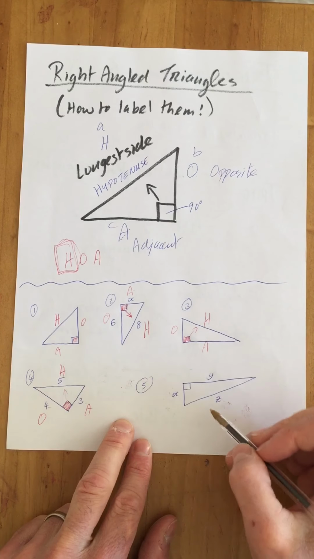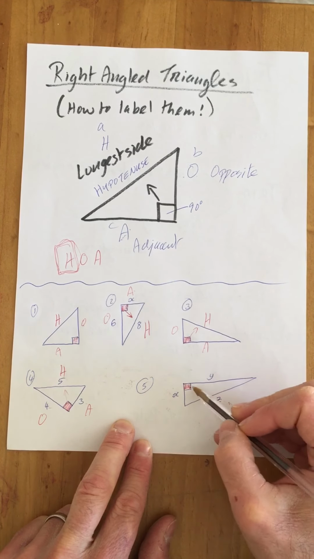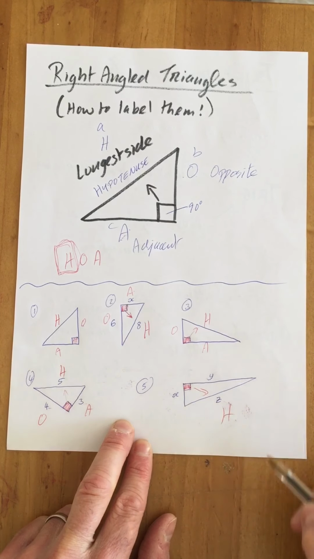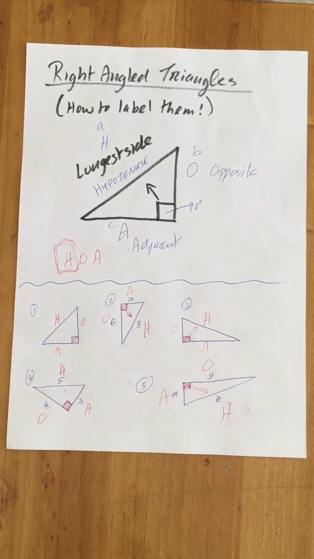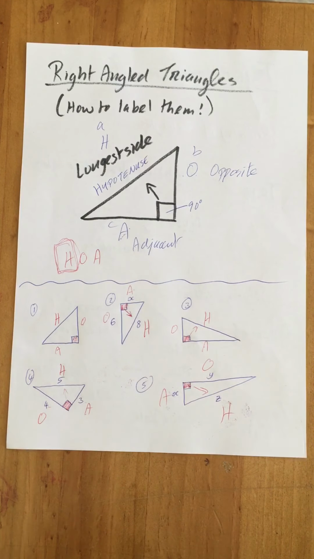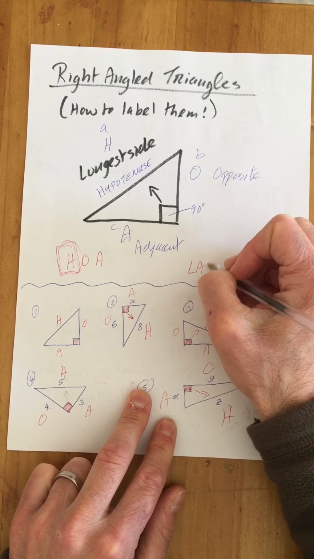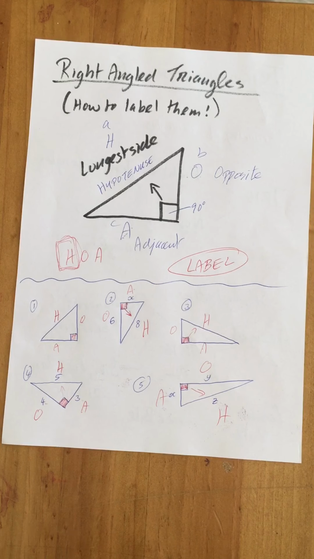In example 5, the most important side is the hypotenuse. Where will that be? Well, it's straight across from the right angle. Z will be the hypotenuse. And then X and Y, it doesn't matter what order, are O and A. This is how I teach how to label a triangle. If I ever say to people to label their triangle, what I mean is I want you to identify which one is H, which one is O, and which one is A.